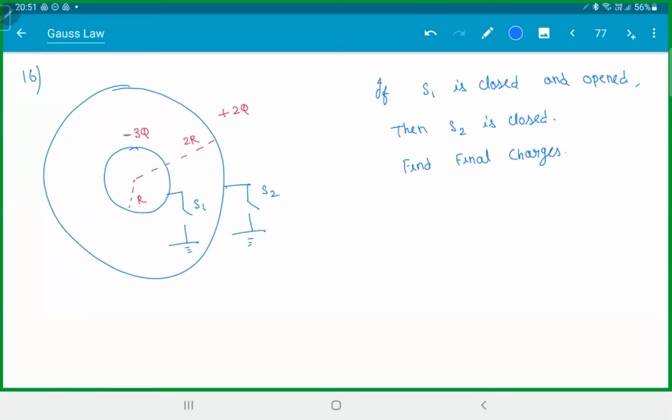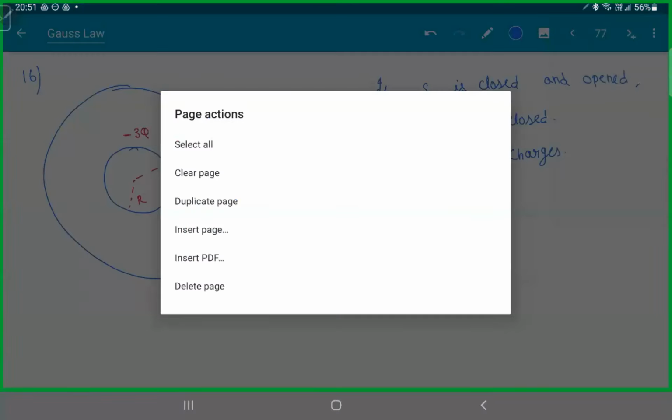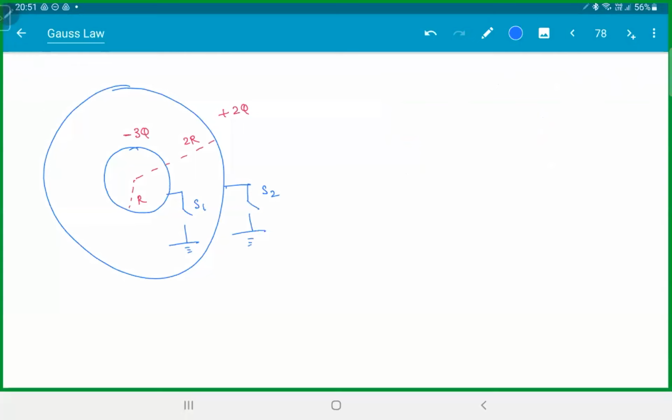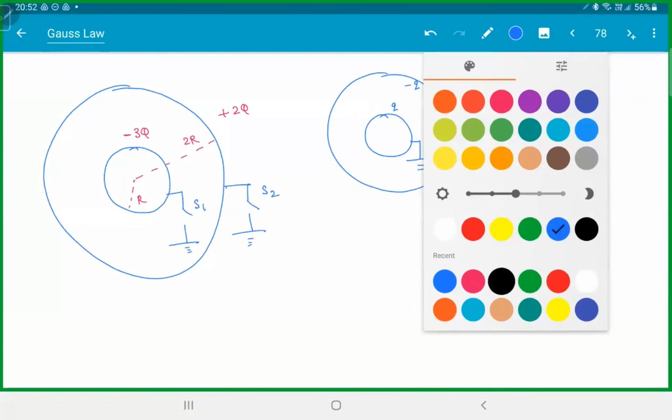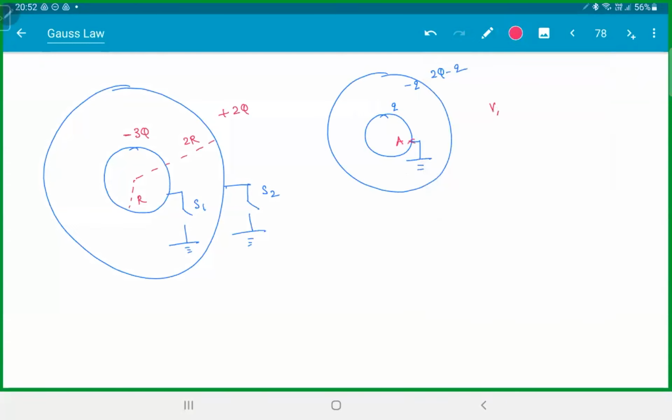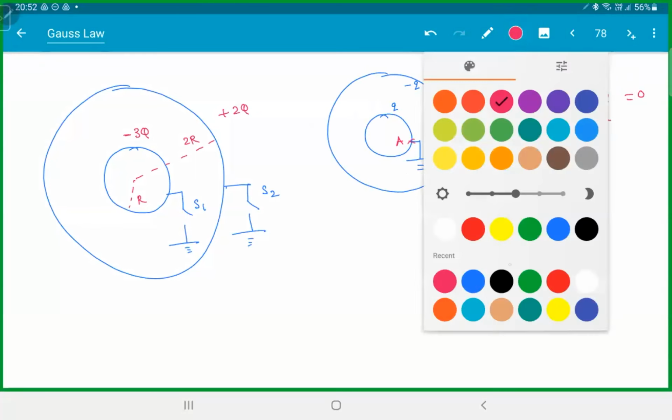Answers, anyone? See, now first you close S1. You have to do it step by step. You grounded this guy, so let this be Q. This will be minus Q. This will be 2Q minus Q. Agreed? So at this point, potential VA should be 0. How much is that? KQ by R plus K 2Q by 2R is equal to 0. We get Q is equal to minus Q. This is the charge distribution.